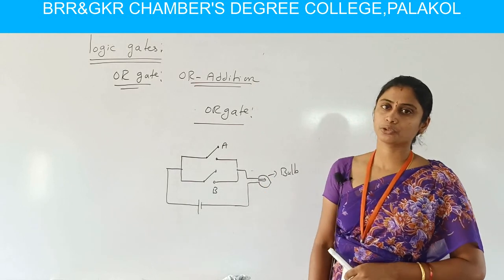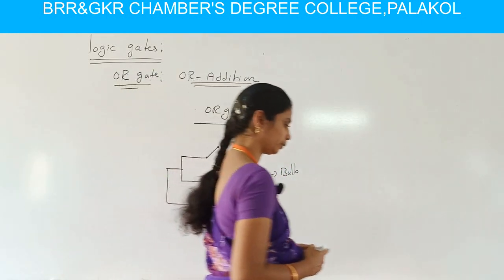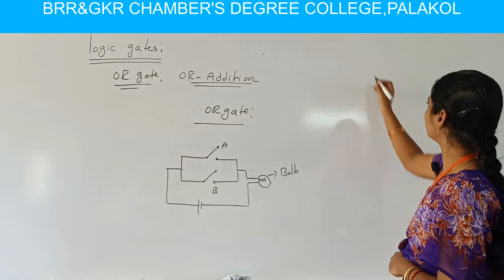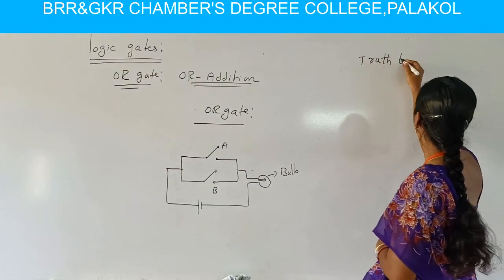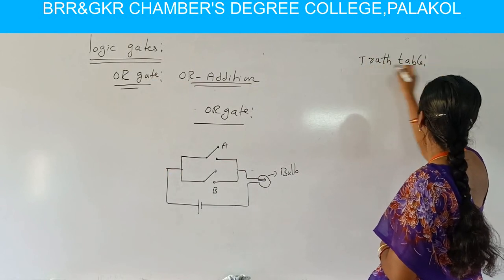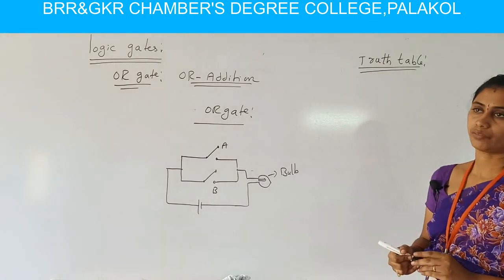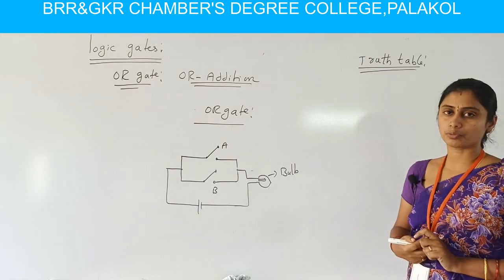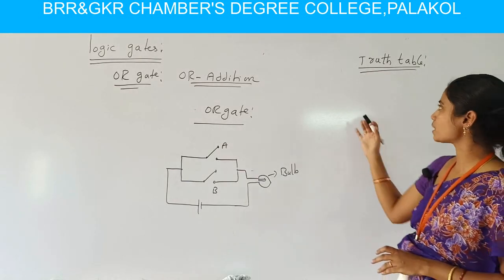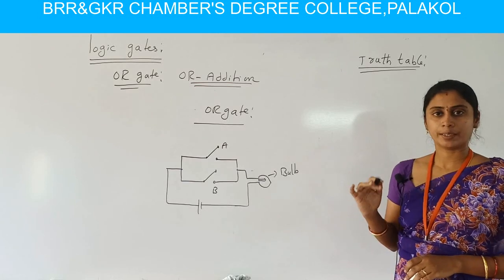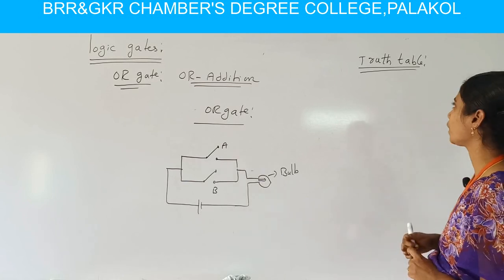Before going to the 4 cases we just draw the truth table for this OR gate. Truth table is a table having the input voltages and output voltages of a circuit. Then the table is simply said to be a truth table. A truth table has both the inputs and outputs in the same table, hence it is said to be a truth table.